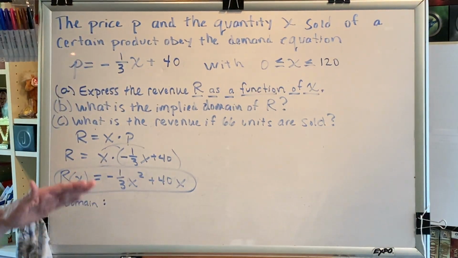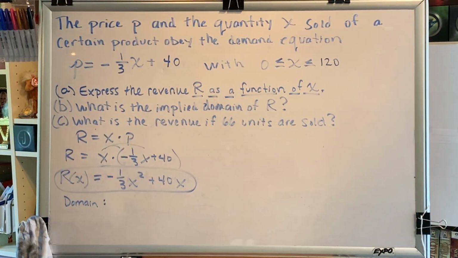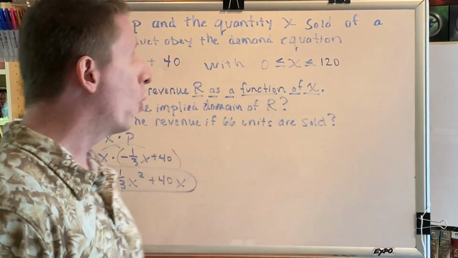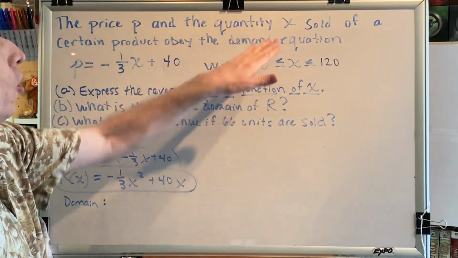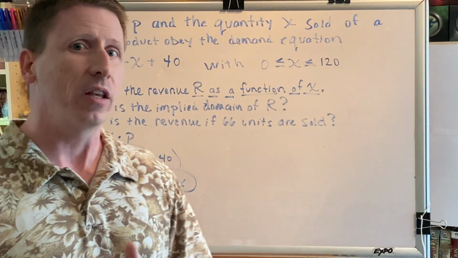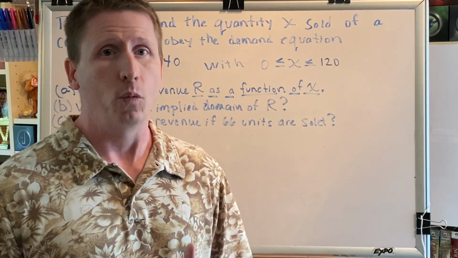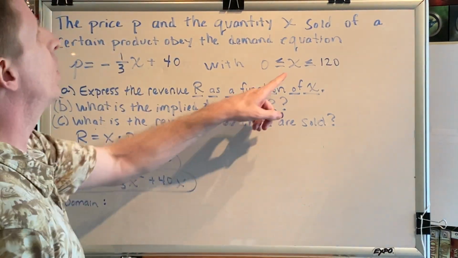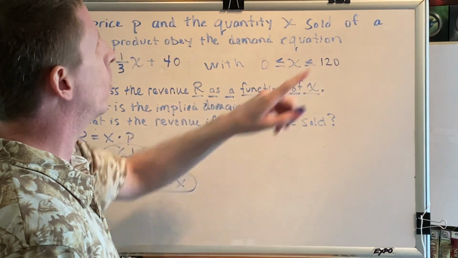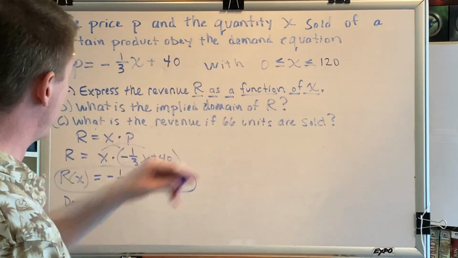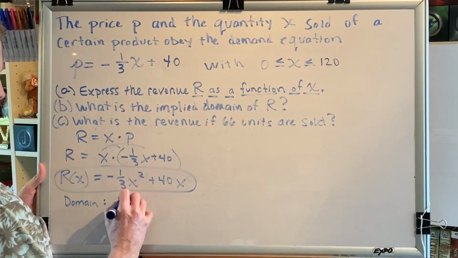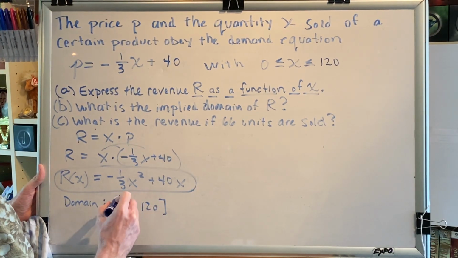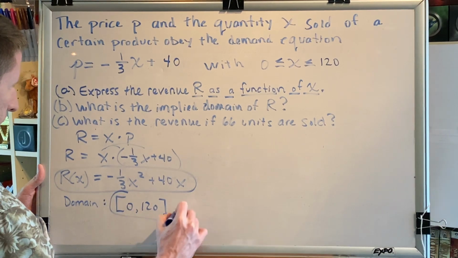But this question asks, what is the implied domain? This is a real-world problem. X represents a real-world quantity. In this case, it's the quantity sold of a particular product. The smallest number of something that you can sell would be 0 items of that particular product. And the problem specifically tells us that X needs to be between 0 and 120. So this is our domain. And we'll write it as the interval, bracket, 0, 120. This is the answer to part B.